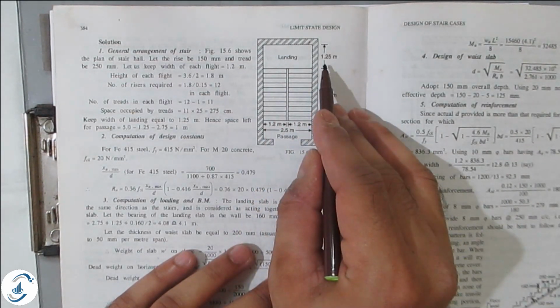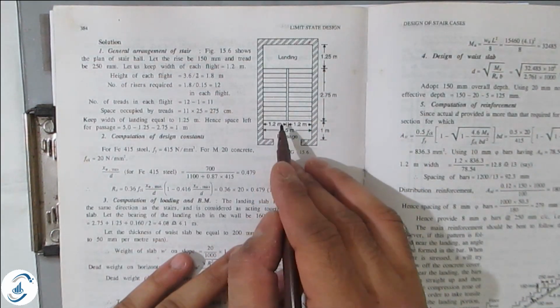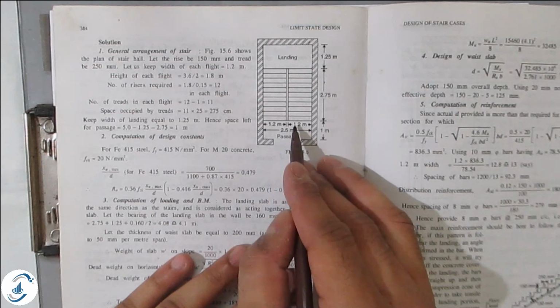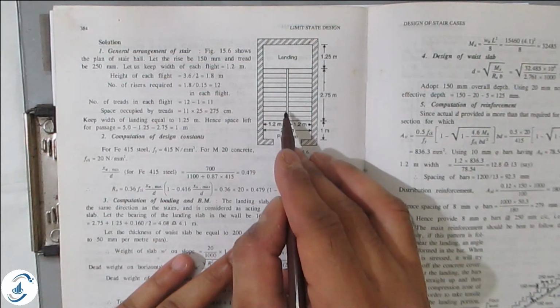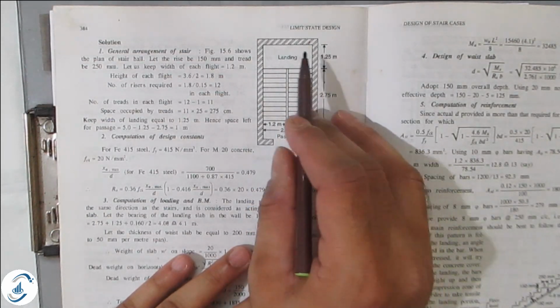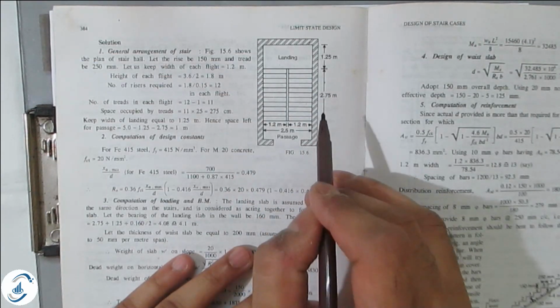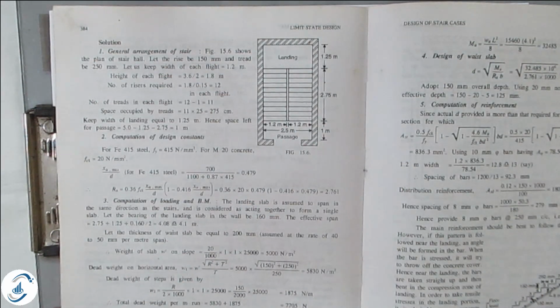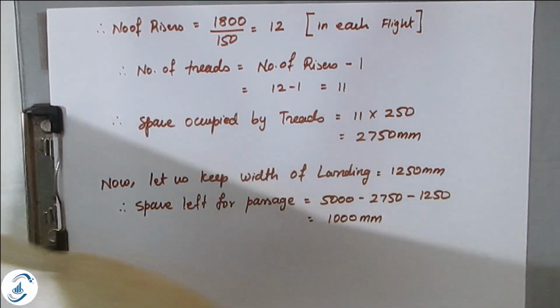Then we have assumed 1.25 meters, that is 1250 mm, as the space for landing, and the width of each stair we had taken as 1.2 meter. The 0.1 meter which remains is the space left for the railing purpose and all. So this is the general arrangement of your stair hall. Now the basic arrangement has been done, so next we can calculate the loads and other things.